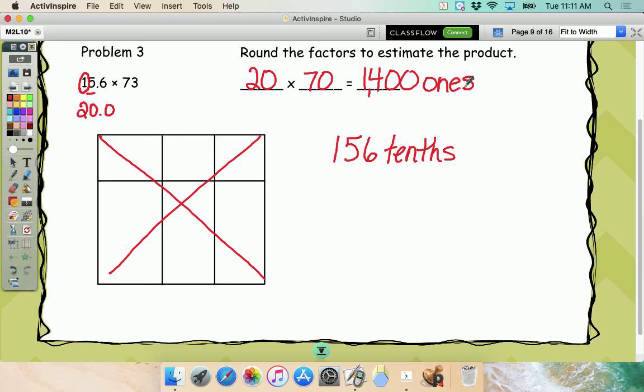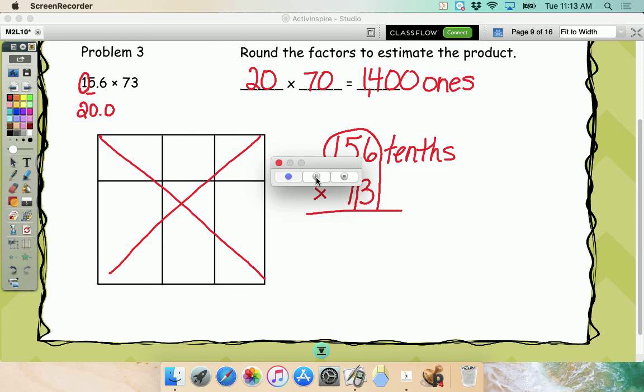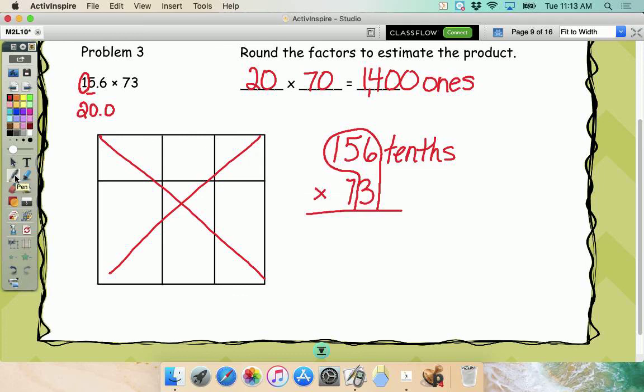Okay, now what is my actual problem? So I have 73. Okay, can you do this? Of course you can. Okay, go ahead and get started. I'm going to pause it for a few seconds. Okay, those of you who are finished, correct me if I make a mistake, okay?